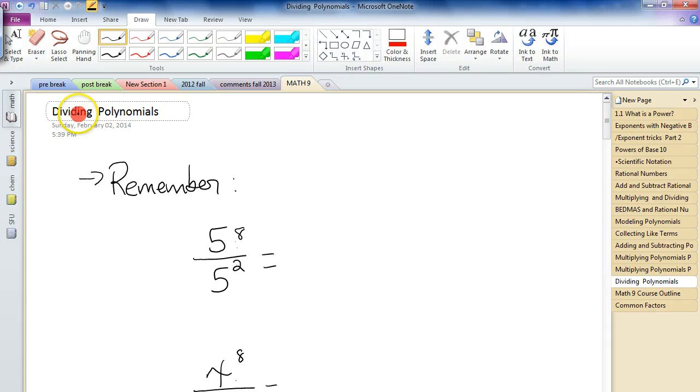Alright, after 2 lessons on how to multiply polynomials, now we look at how to divide polynomials. And first, what we should do is remember how to deal with exponents in situations like this.